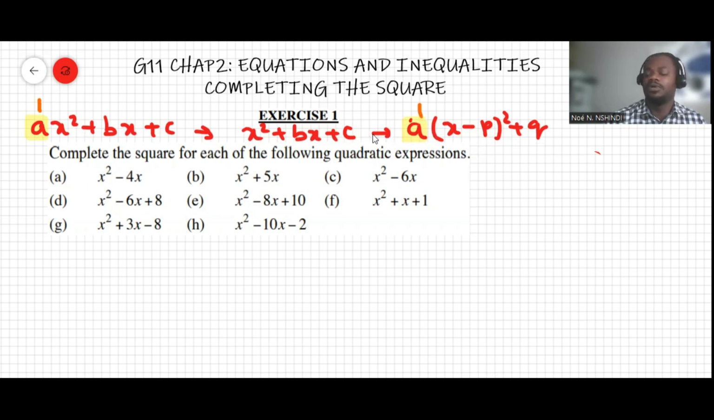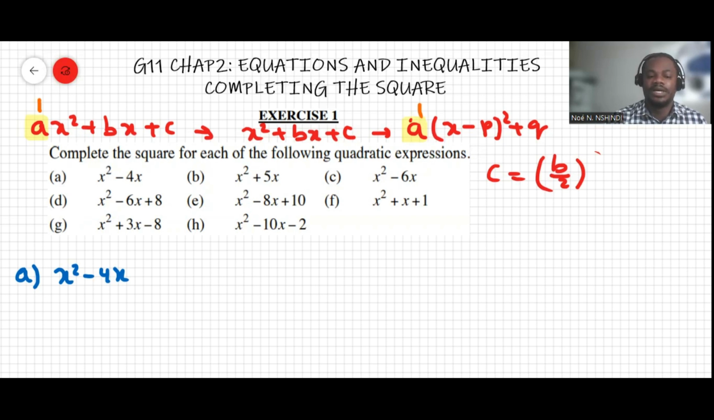Now, this is possible if the constant term, the term without x, c, is equal to (b over 2) squared. Now, talking may not make much sense. Let's dive into exercises and we will understand better. Here, question A says x squared minus 4x. We need to transform this and write it in the perfect squared form.